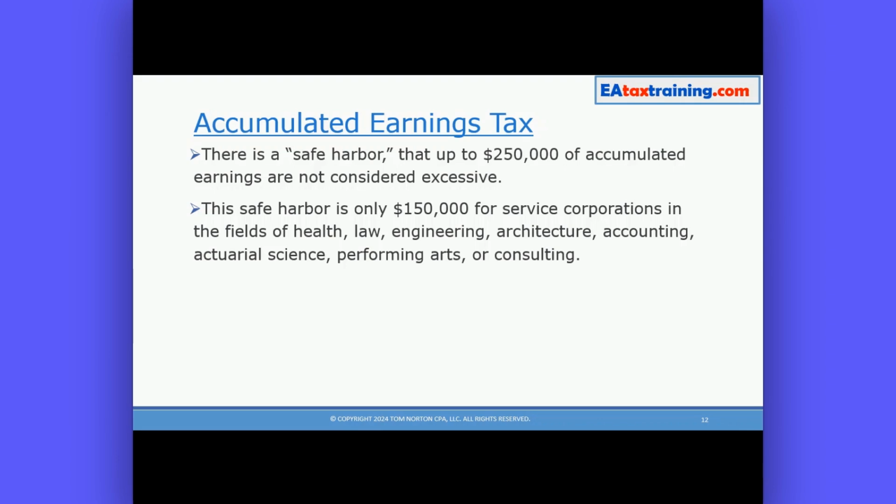Now, of course, the corporation can argue about that and say, no, we have these reasonable needs and it's greater than $250,000. But that's where we can get into the audits and the litigation and all of those issues. But that's the basic idea. The IRS is going to say if you've got more than the safe harbor, then they're going to want to impose this 20% tax on the excess over the amount of that safe harbor. So that is the accumulated earnings tax.